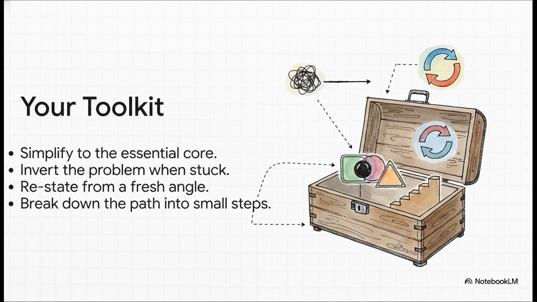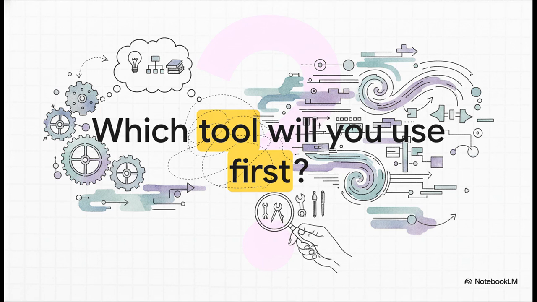But even with those limitations, the toolkit itself is still so useful. So here are 4 key methods you can apply immediately. 1. Simplify down to the essential core. 2. When you're stuck, invert the problem. 3. Restate it from a totally fresh angle. And 4. Break down the path into smaller, doable steps. Which really just leaves one final question. Which tool will you use first?